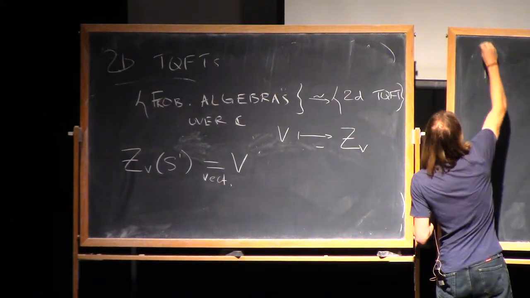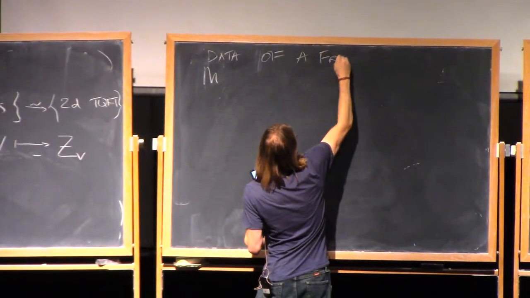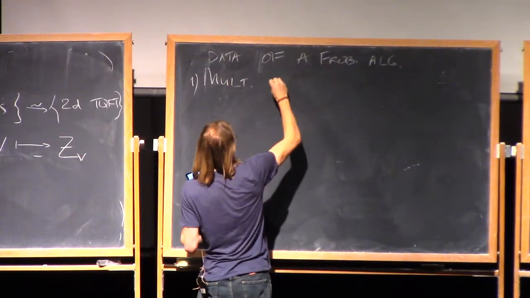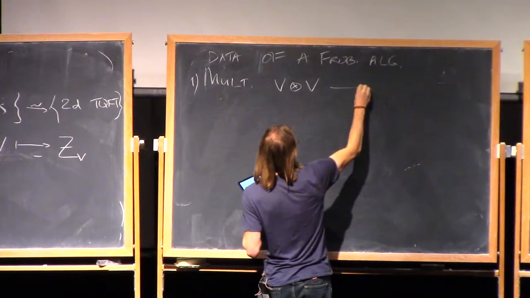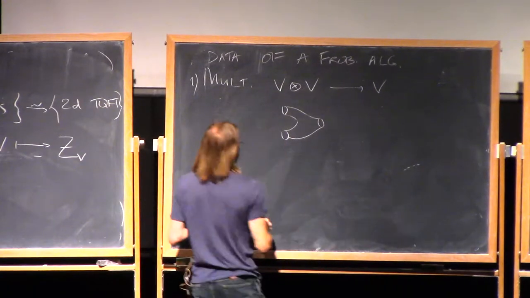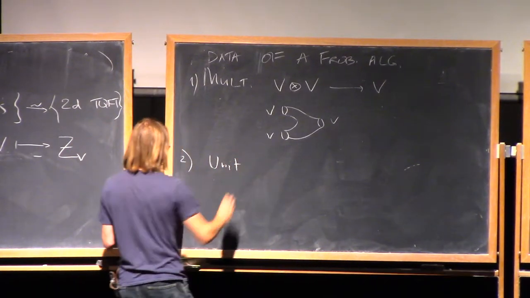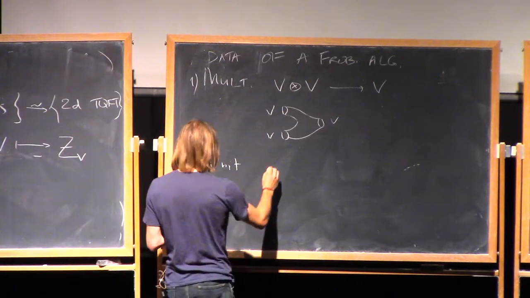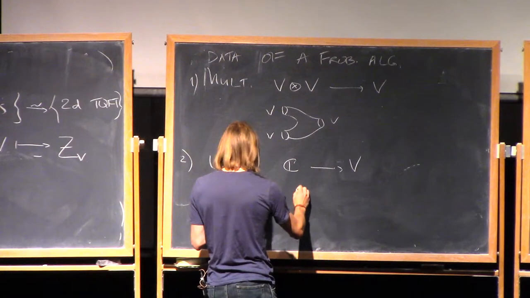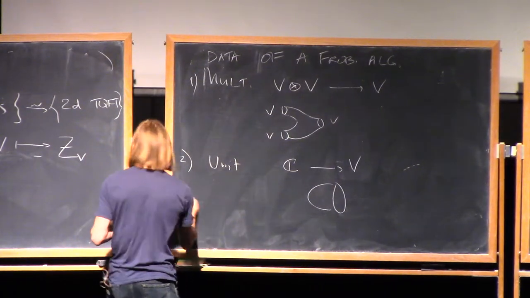So first of all, what is the data of a Frobenius algebra? First of all, there is a multiplication, a map from V tensor V to V, and this map will correspond to the following bordism. The second part of the data is a unit. This is a map from C to V, which corresponds to the following bordism. And the third part is, let me write it.